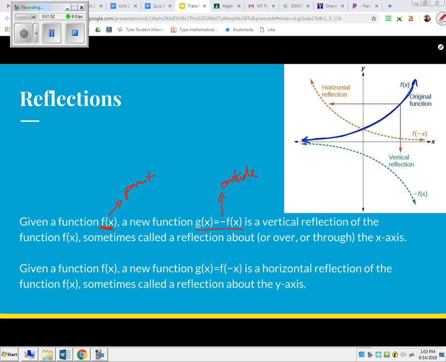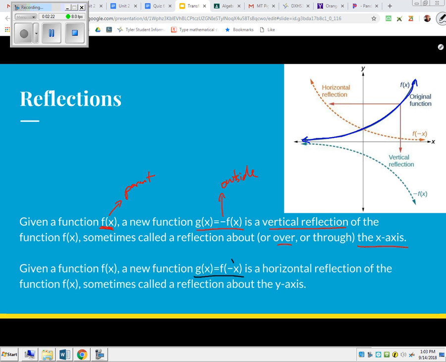So it's just like it's looking in the mirror, or a puddle, or a lake, or something that sees itself. Where does it see itself? Down here in the ground. So this is a vertical reflection. You're going to hear me say over the x-axis. Horizontal. All right.